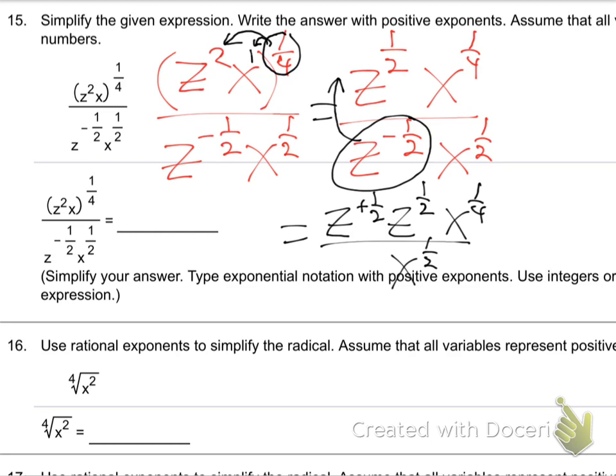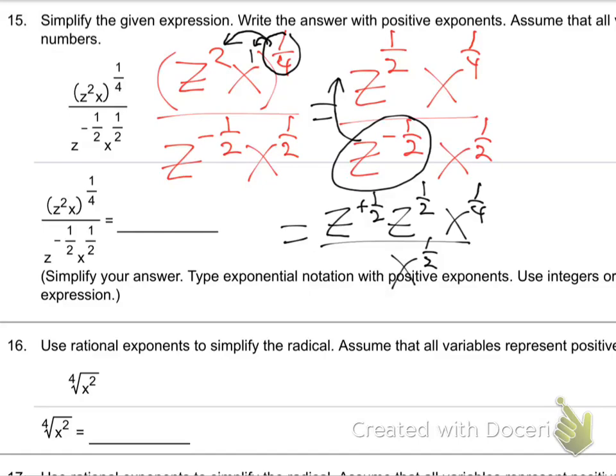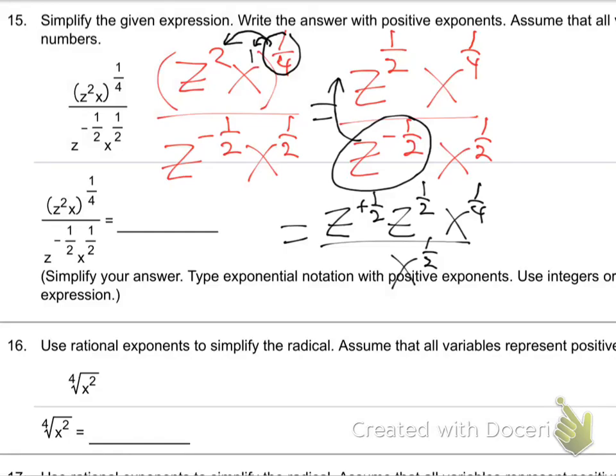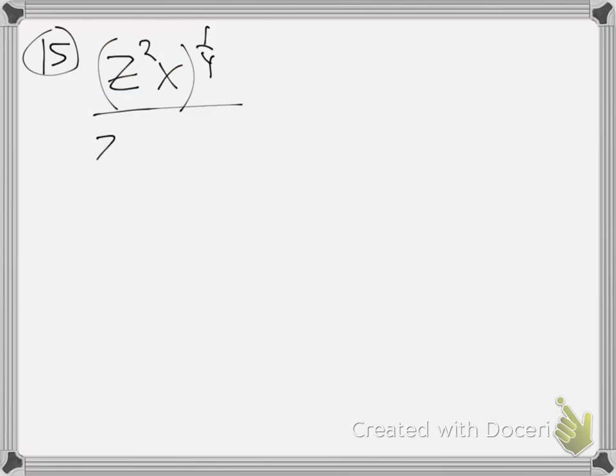This one's getting ugly. I'm going to rewrite it. It's just getting too messy. So z squared x, one more time. We'll back up. We're almost done. And z minus half x half. Okay. So here we go.